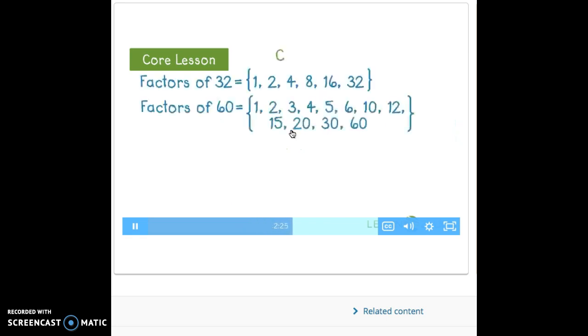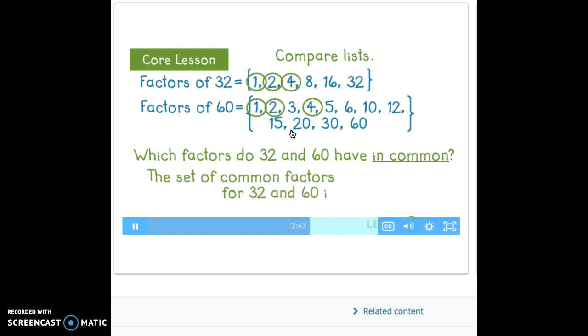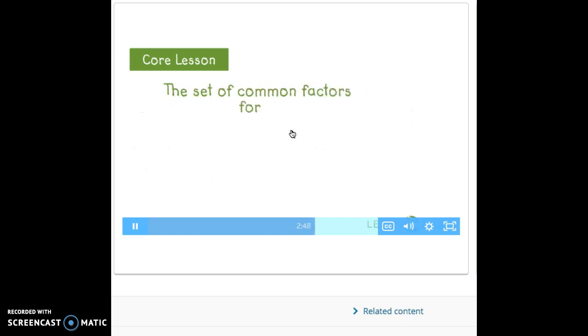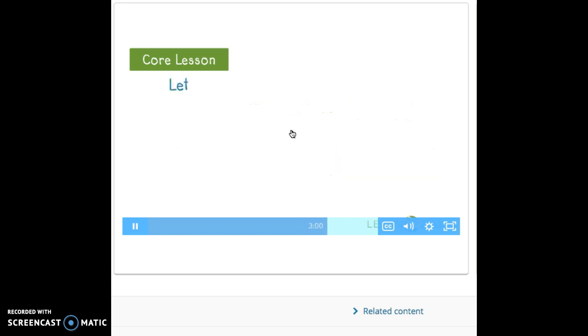I'm going to take a look at both of these lists and compare them. I know that 1 is a common factor. As a matter of fact, 1 is a universal factor for every whole number. And I know that 2 is in common and 4 is in common. So the set of common factors for 32 and 60 is 1, 2, and 4. So I know that I have this set of common factors. What I'm looking for is the greatest common factor, the one that is the largest. The greatest common factor for 32 and 60 is 4.